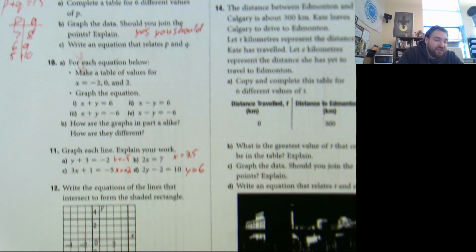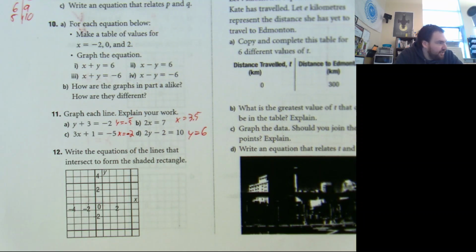The rectangle wasn't shaded in question 12. It didn't photocopy shaded, but there is only one rectangle there.